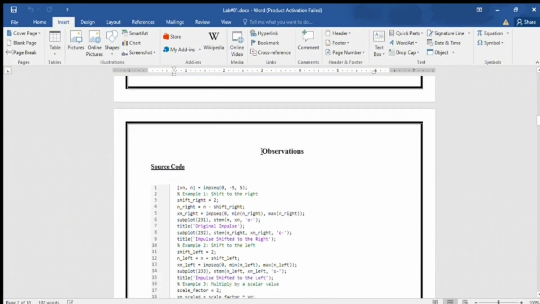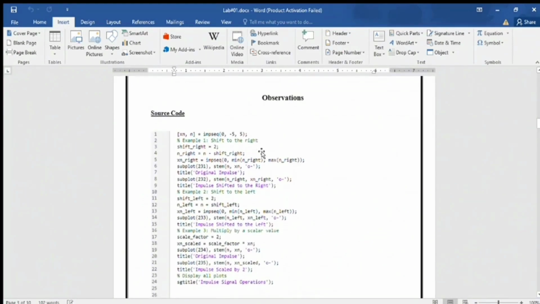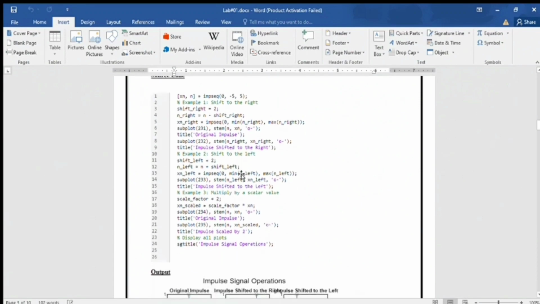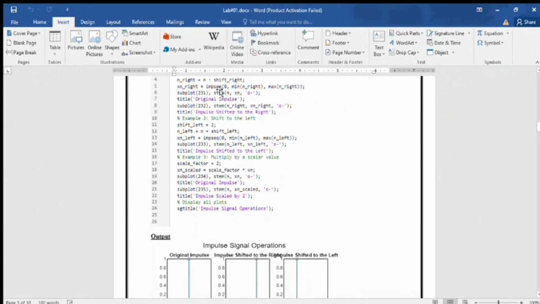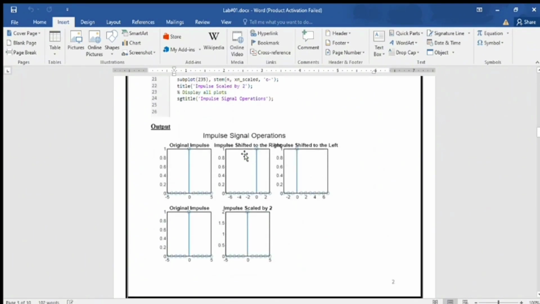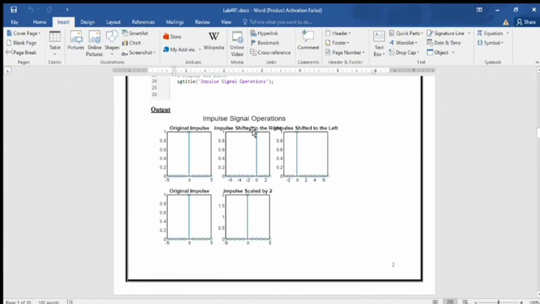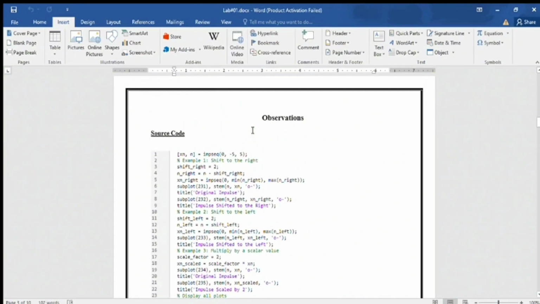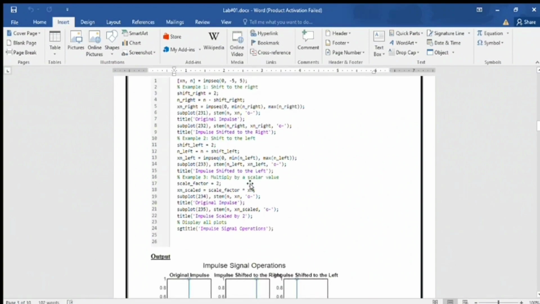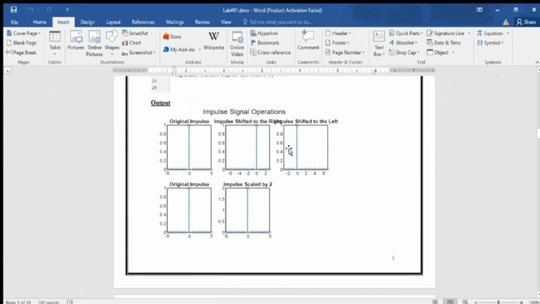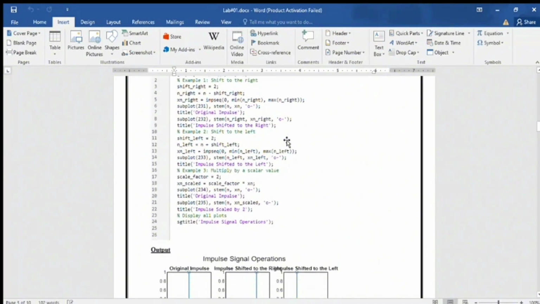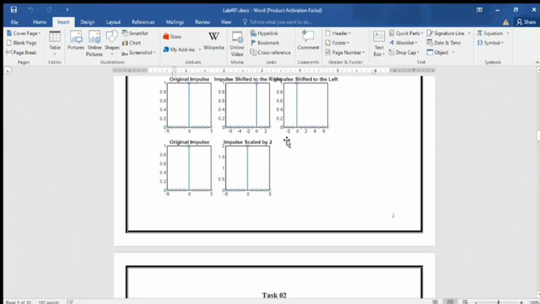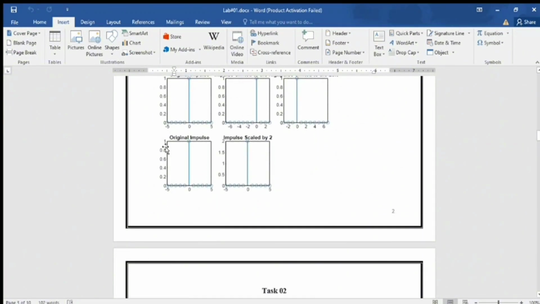We were also asked to observe by moving the signal to the left, right and scaling it. When we shift the signal to the right by subtracting the amount of shift we want to give to the signal, we have that right shifted signal. When we want to shift it to the left, we add the amount by which we want to shift the signal to the left, so we have that output. And at the end we multiply the signal, so we have the scaled output like this. We had an amplitude of 1 there and then we scaled it, so we have the amplitude of 2.